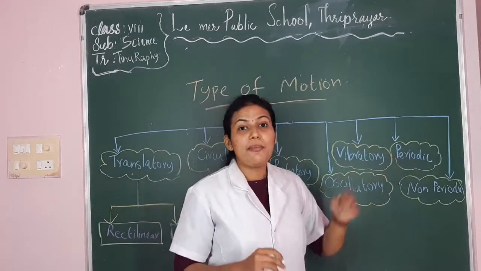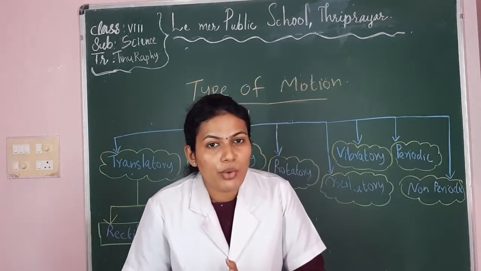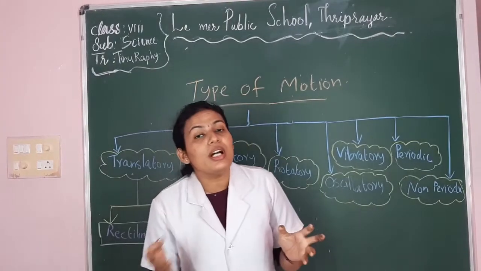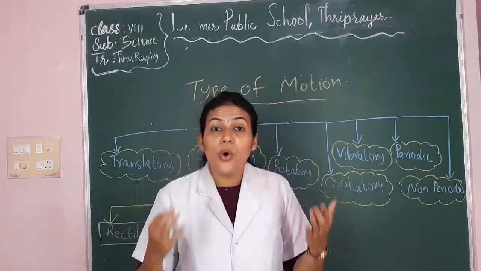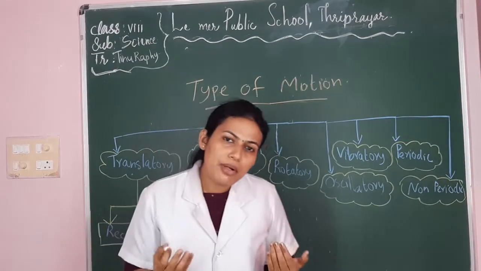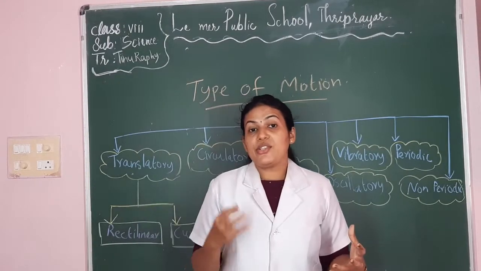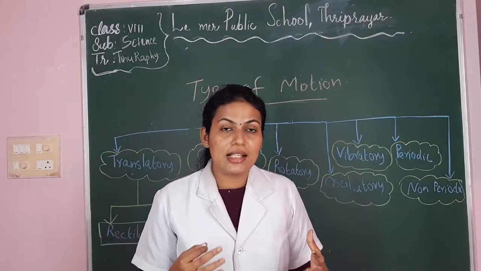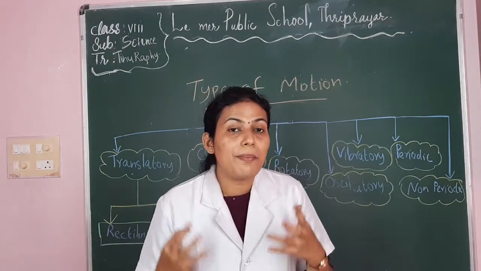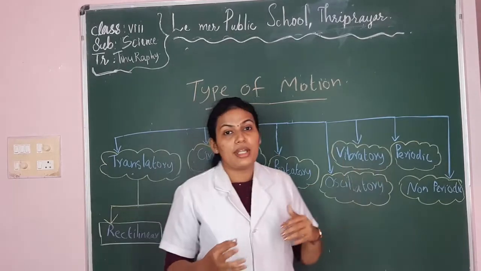Now the sixth type of motion is periodic motion. The peculiarity of periodic motion is that this motion repeats after a regular interval. Now the example for periodic motion is the motion of the earth, which causes the variation in the seasons. So the motion of the earth around the sun causes the changes in the seasons, isn't it? So that is an example for periodic motion.